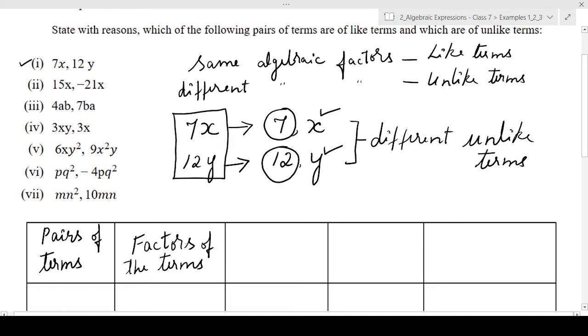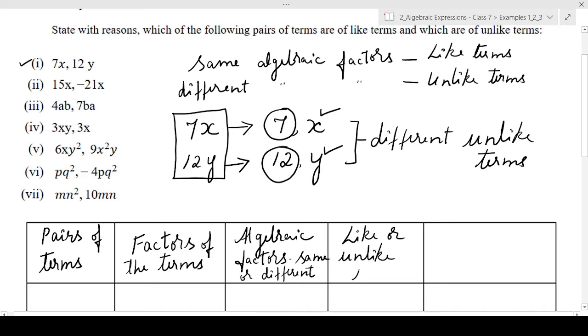In the third column, as I told you, we need to identify only the algebraic factors, ignoring the numerical factors. As such, we will be writing only the algebraic factors. Then we look into whether they are same or different. In the next column, we will find out whether they are categorized as like terms or unlike terms. And in the last column, we will mention the reasons.